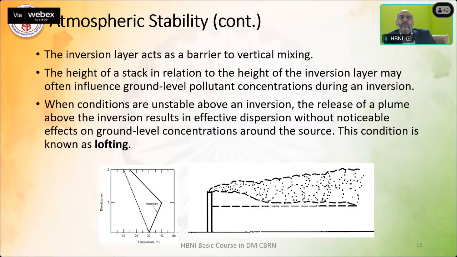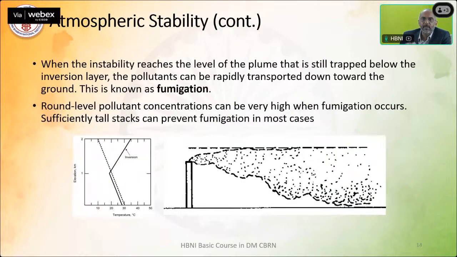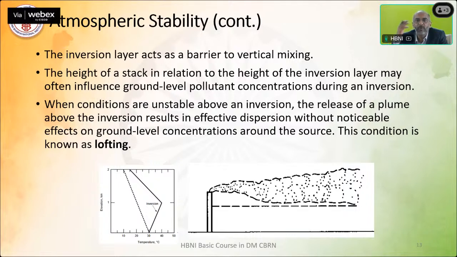When conditions are unstable above the inversion, the release of a plume above the inversion results in effective dispersion without noticeable effect on the ground. So this is a wonderful condition. It's called lofting. Above the inversion, it is unstable, and unstable means there is more dispersion. More dispersion is good, and it also doesn't allow the pollutants to settle down on the ground. Good.